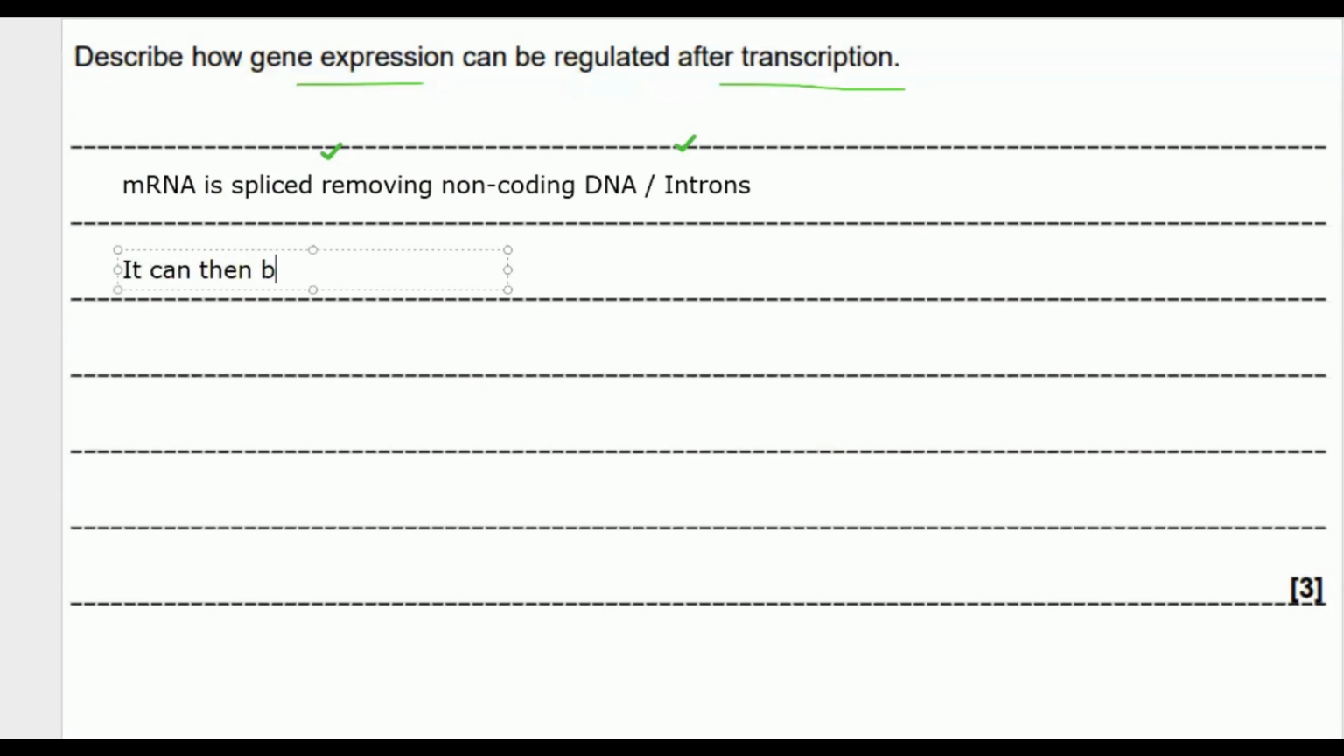It can then bind to the ribosome, and be translated into a polypeptide, because you're only left with the structural genes, which can now be read and translated into the polypeptide once you have removed the introns. Super. Let's move on. Rapidly moving on, right?